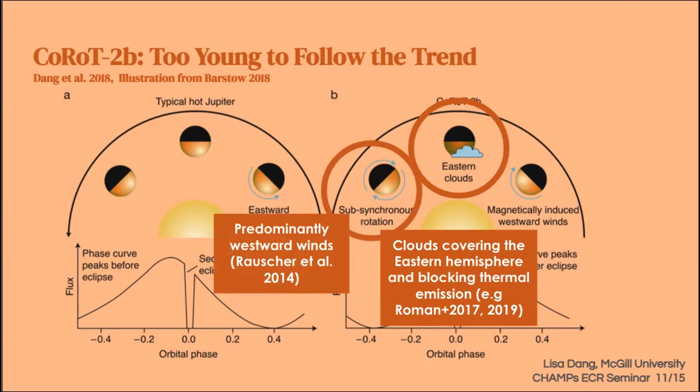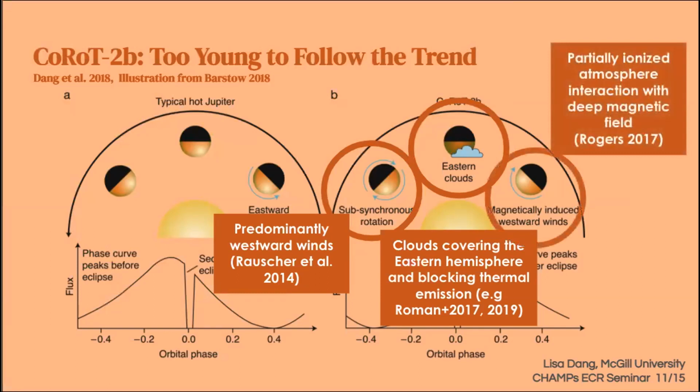And finally, one way to diverge from the feature that we see in these GCMs that are pure hydrodynamical simulations is a magnetic effect. And so hot Jupiters can be so hot that you could have a partially ionized atmosphere. And so therefore, if there is an underlying magnetic field, it could interact with the atmosphere and diverge from eastward winds. So while all of these scenarios are quite different, we think that they're possible because they're all connected to the young age of the system, which is why we think Kuro 2b stands out from phase curves of other more typical hot Jupiters.